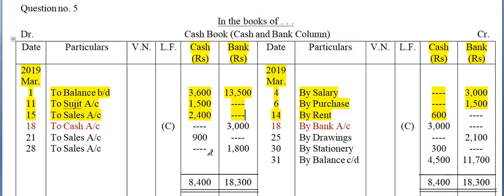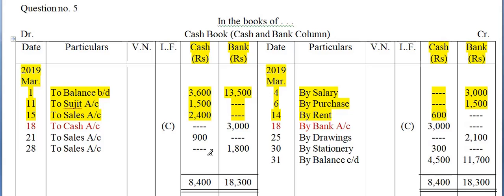Okay, and on 18th, office cash deposited into bank. Now this is a very special kind of entry because in this particular case, both cash and bank will be involved, and such kind of entry is known as contra entry. Let us first record them and let us try to analyze after that.